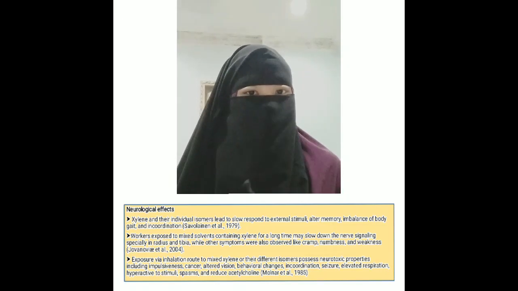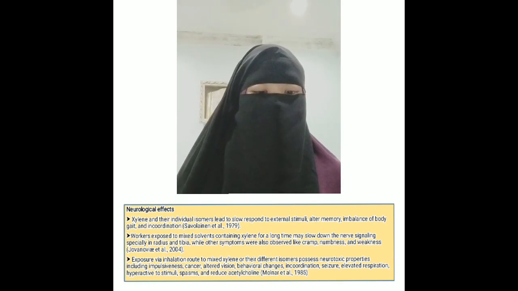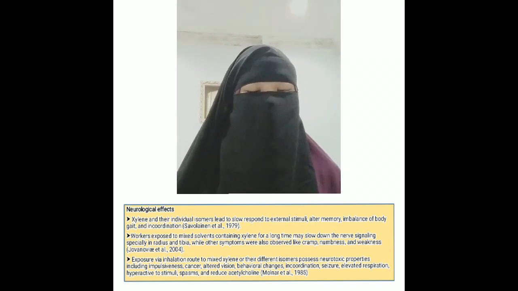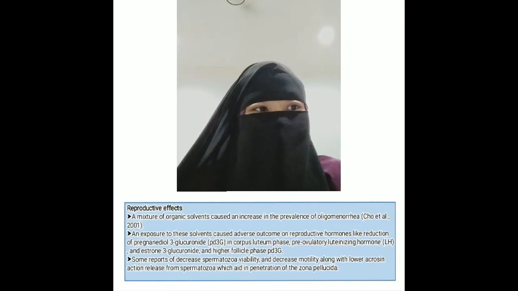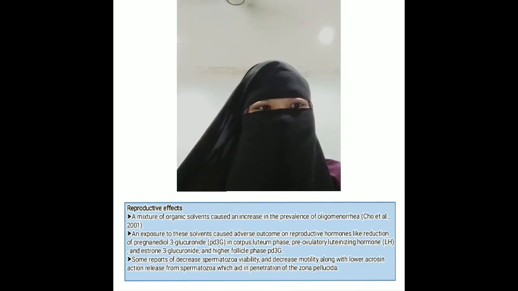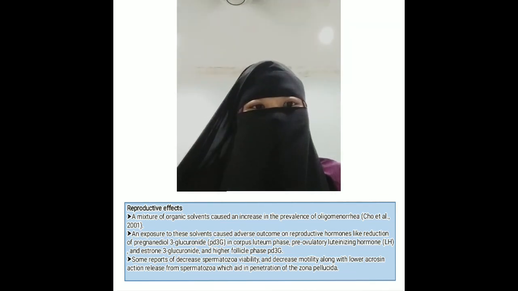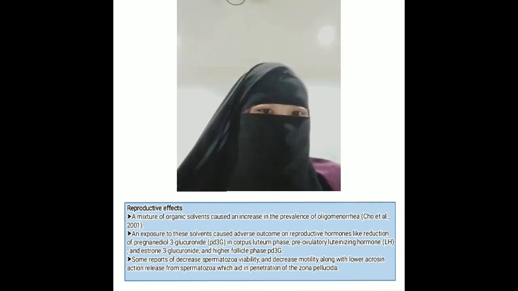As we all know, acetylcholine serves as a neurotransmitter at all parasympathetically innervated organs. What are the effects of xylene on the reproductive system? So a mixture of organic solvents will cause an increase in the prevalence of oligomenorrhea. Do you know what oligomenorrhea is?